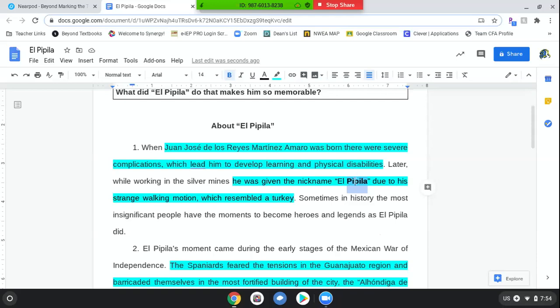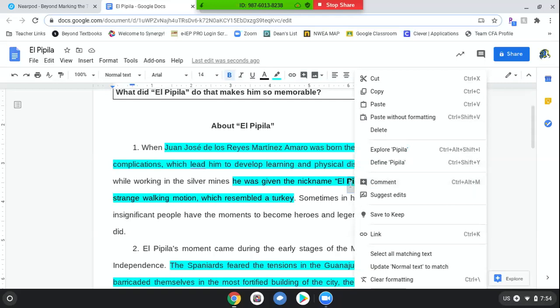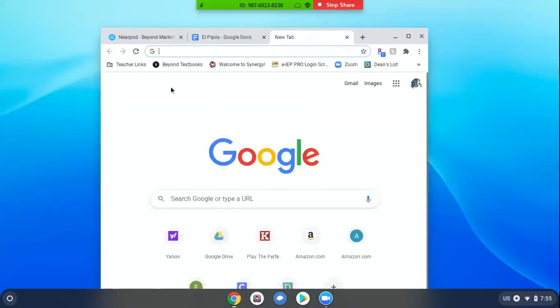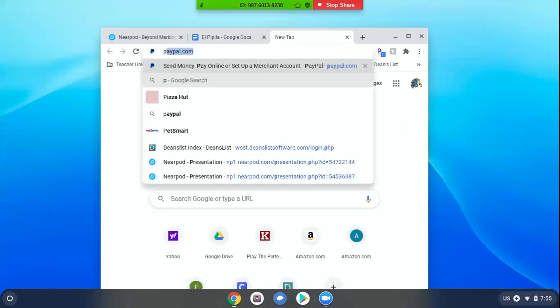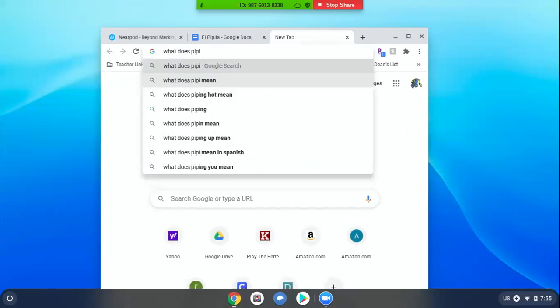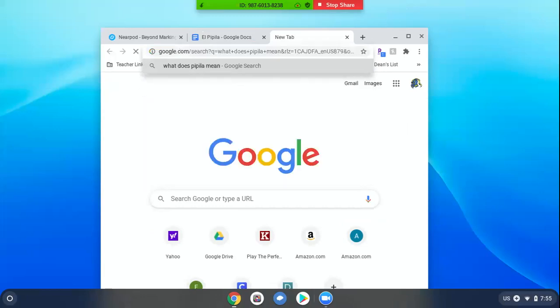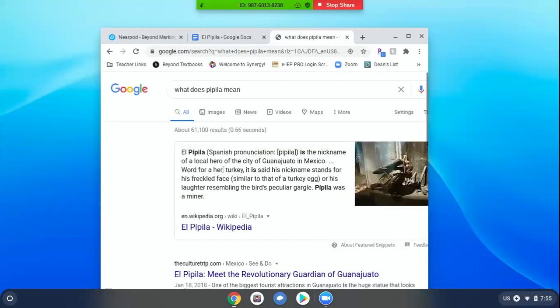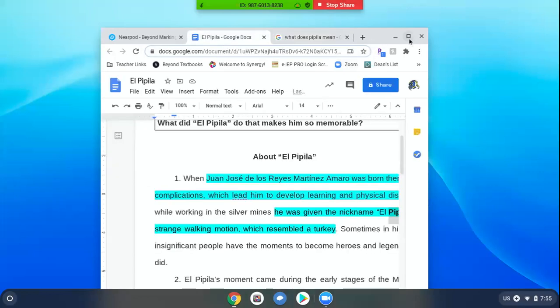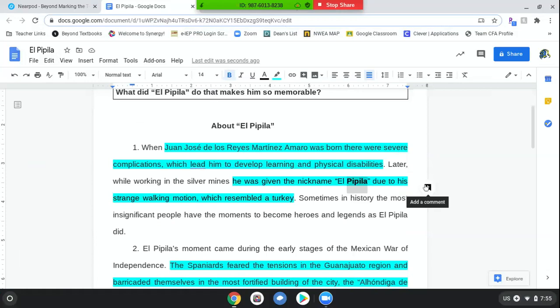To define it, you're going to right-click it by holding down the Alt key and then clicking. That will allow us to define it. But if you don't like that definition, you can also just open a new Google tab and type in the word, what does Pipila mean? It's a nickname. Oh, we already know that. Oh, but it's also the word for a hen turkey. So right here, we are going to comment. And if you don't have this little plus arrow, it can be found up here.